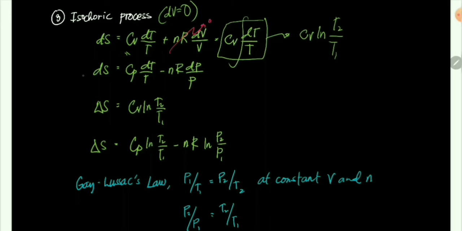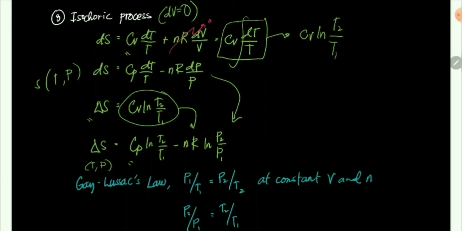So, for dS in terms of pressure and temperature, ito yung S in terms of temperature and pressure, Cp dT over T minus nR dP over P. So, therefore, yung delta S in terms of temperature and pressure ay ito, okay, Cp ln T2 over T1 minus nR ln P2 over P1, while delta S in terms of the temperature and volume, pero constant in volume, is just Cv ln T2 over T1.